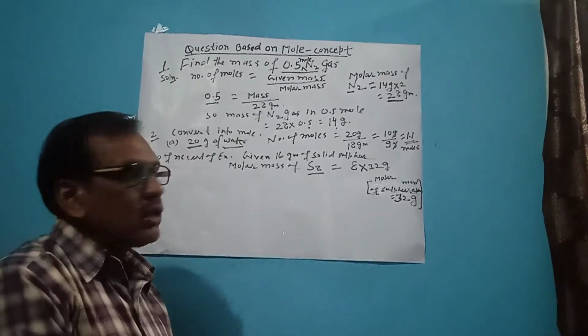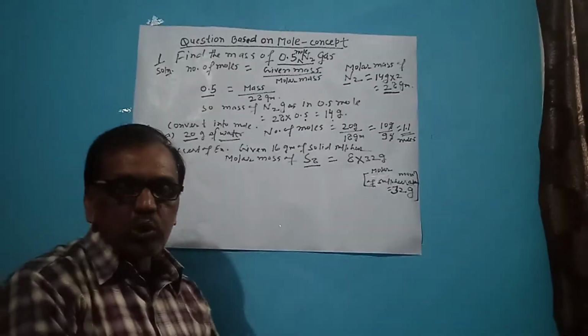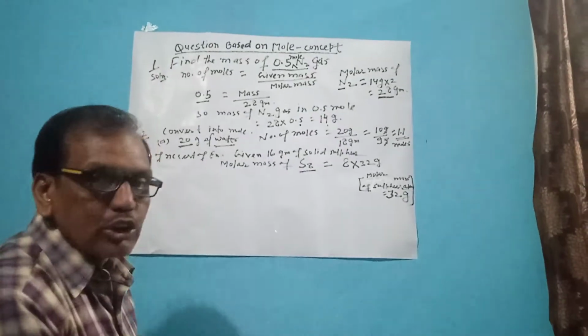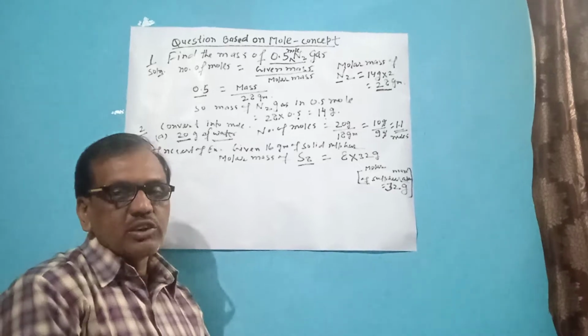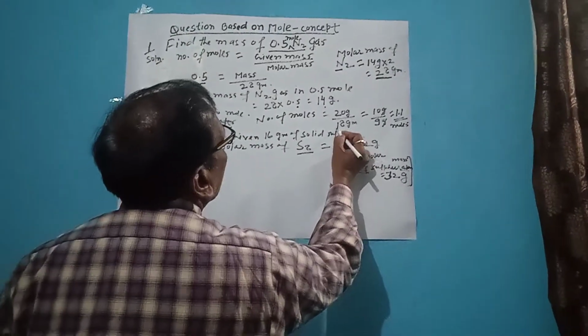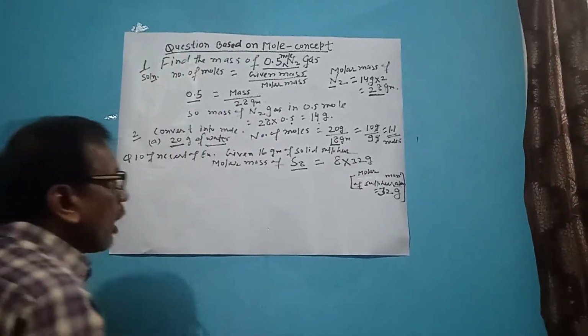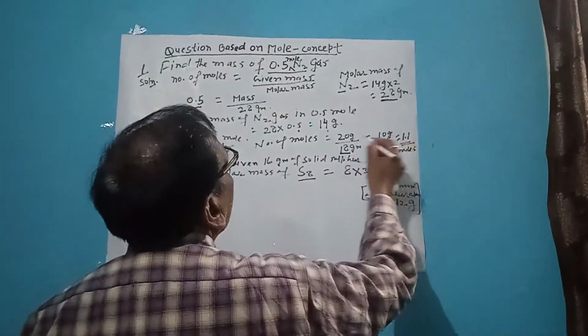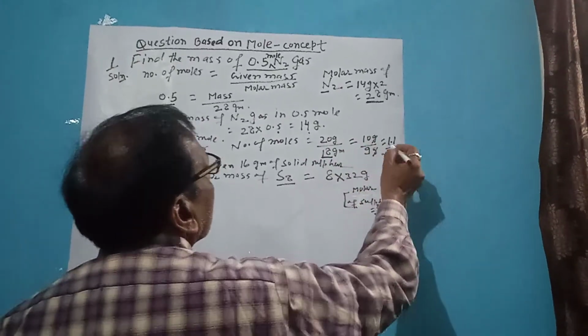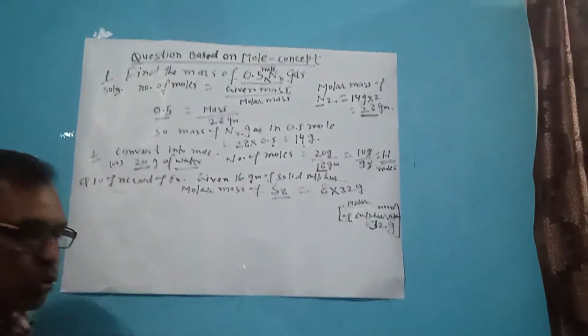The mass for H2 is 2 into 1 gram, and the molar mass of an oxygen atom is 16 gram. So 16 plus 2, 18 gram is the molar mass of water. Now when we divide 20 by 18, or 10 by 9, we get 1.1 mole.